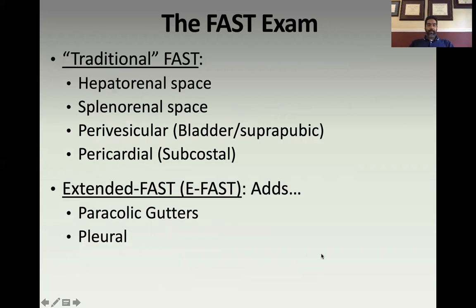The traditional FAST exam has 4 views, and we're going to talk about all these views: the hepatorenal space, the splenorenal space, the perivesicular space around the bladder, and the pericardial space, which you get by doing a subcostal cardiac view. The modern FAST exam, which some people call the extended FAST or the eFAST, takes these 4 views and adds on a couple other views. It adds on paracolic gutter views on both sides, and it adds on views of the pleural space. Most of the time, when people nowadays refer to the FAST exam, they refer to the extended FAST, which includes all these views.